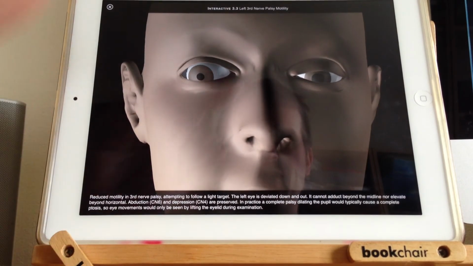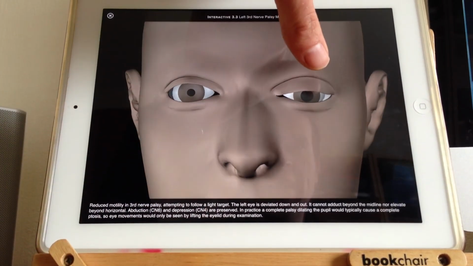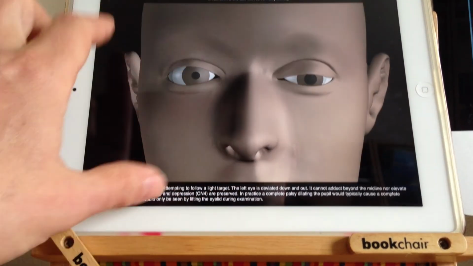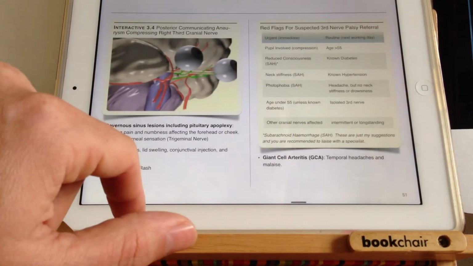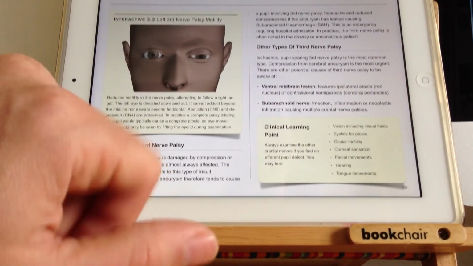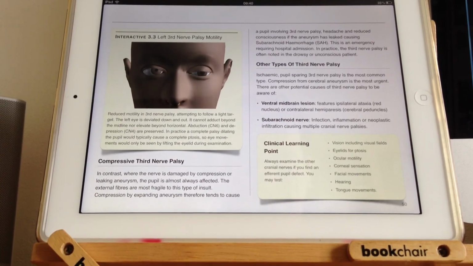And in real life, that ptosis might be complete. You might only be able to see that by lifting the eyelid as you examine the eye movements. So, I hope that's given you a little bit of stuff to think about with the third nerve palsy. Hope that helps.